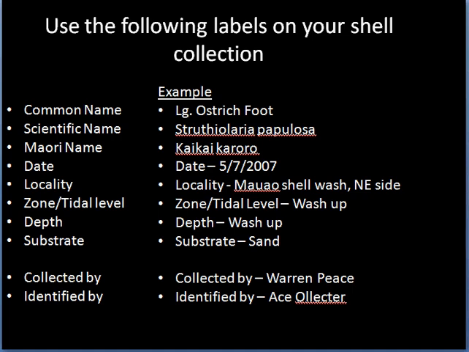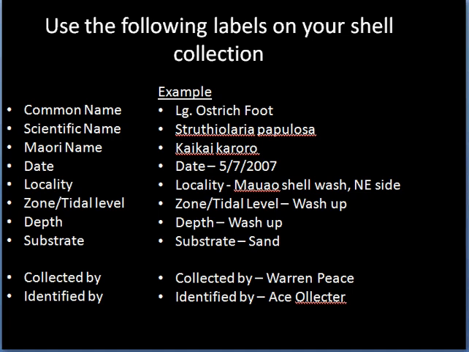Okay, for labels. So on this one you can see, if we use the example of large ostrich foot, you'll need to have the common name, the scientific name, Struthiolaria papulosa, the Maori name, Kakai Kororo. The date is the date that it was collected. The locality is the Mauau Shell Wash-Up, northeast side for this example. The zone, the tidal level. Okay, so that would be where you collected it related to the tide.